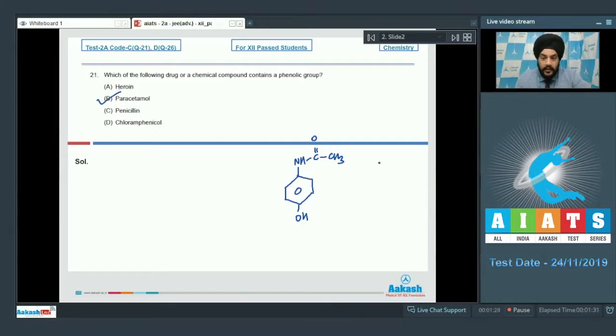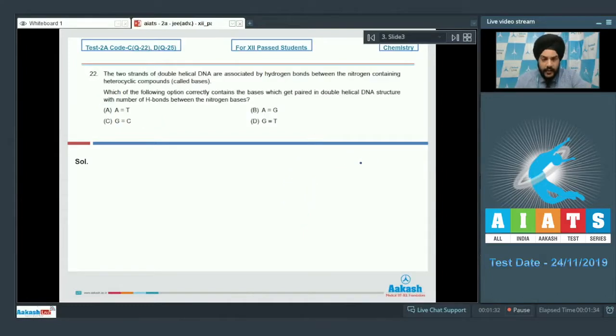Let us look at the next question, students. Question number 22. The two strands of a double helical DNA are associated by hydrogen bonds between the nitrogen containing heterocyclic compounds called bases. Which of the following option correctly contains the bases which get paired in a double helical DNA structure with the number of hydrogen bonds between the nitrogen bases?